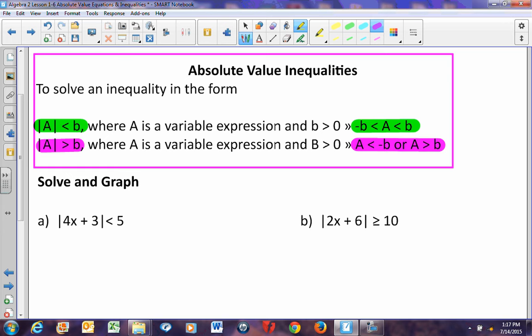Easiest way to remember this. Stupid, but works. Less than is an AND. Greater is an OR. If it's a less than, make it an AND equation. If it's a greater, make it an OR equation. That's the way I remember them, and it makes it pretty simple for me.